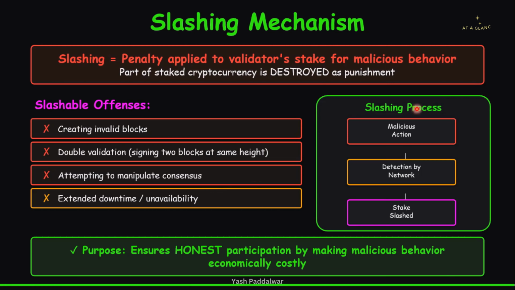So the slashing process is like this: if a malicious action is detected by the network, the stake will be slashed. The purpose is that it ensures honest participation by making malicious behavior economically costly. So even the validator will think twice before doing an attack in this process, because at the end, if malicious behavior is detected, then the stakes will be penalized. So I hope this thing is clear. Okay, the slashing mechanism is very important.